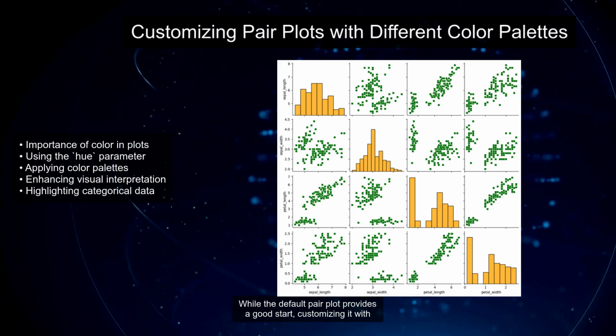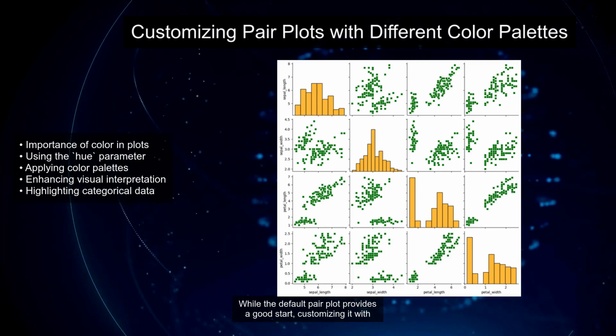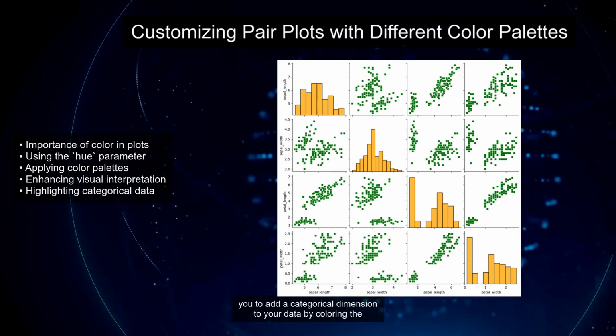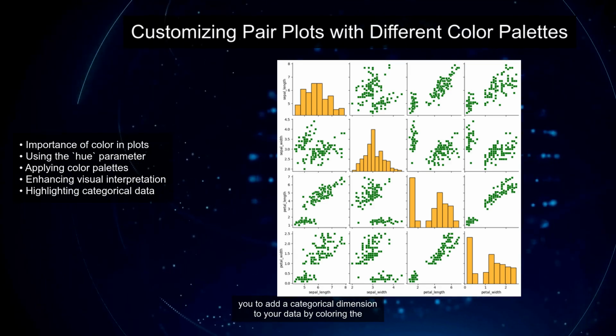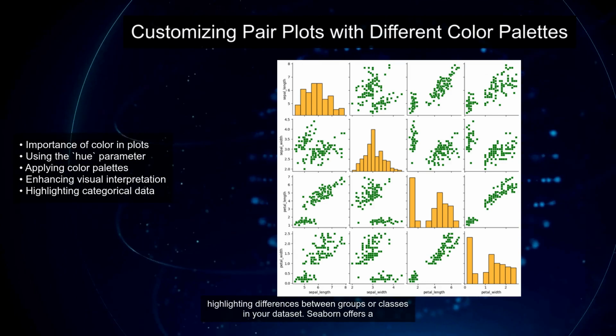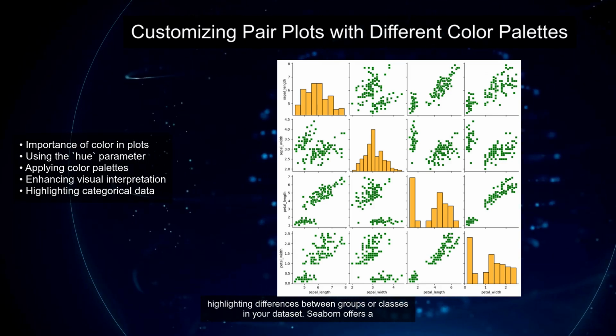While the default pair plot provides a good start, customizing it with colors can significantly enhance its interpretability. The hue parameter in pair plot allows you to add a categorical dimension to your data by coloring the points according to a specific category. This can be incredibly useful for highlighting differences between groups or classes in your dataset.